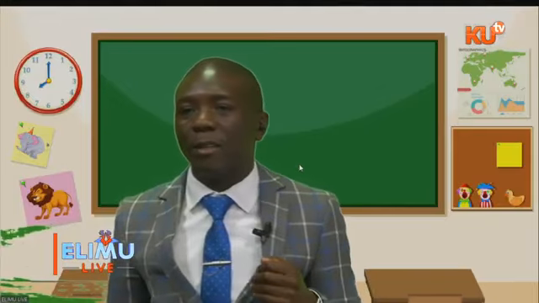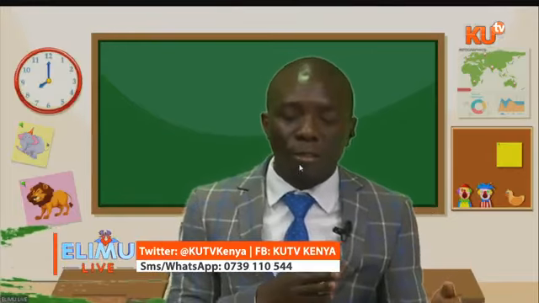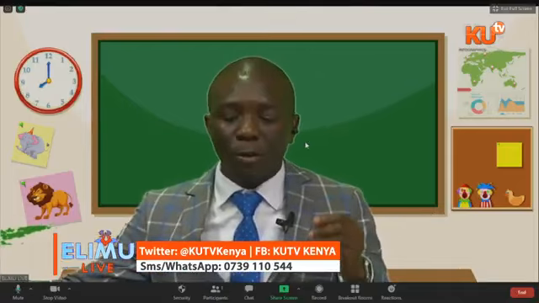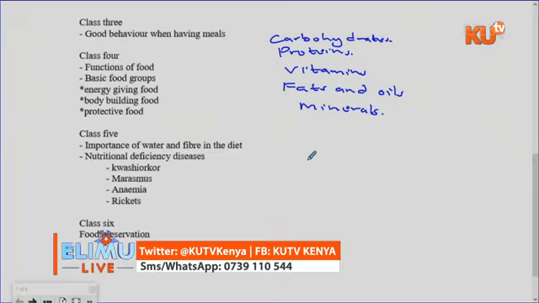Again, we also say carbohydrates are also known as energy-giving food. On the other hand, proteins are also called bodybuilding food because they enable us to grow and they enable us to repair worn-out tissues. So in class 4, that's where they introduced the words basic food groups, and they introduced the sources of these basic food groups.